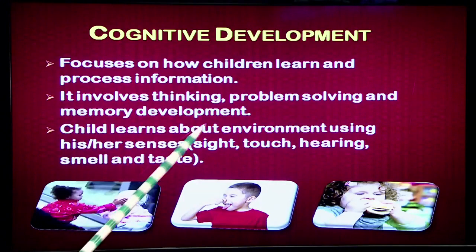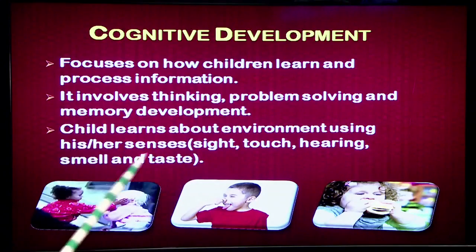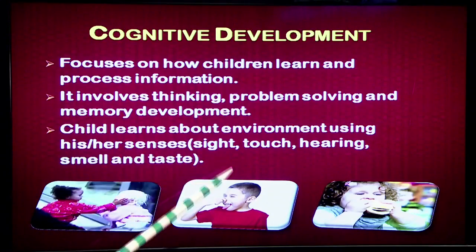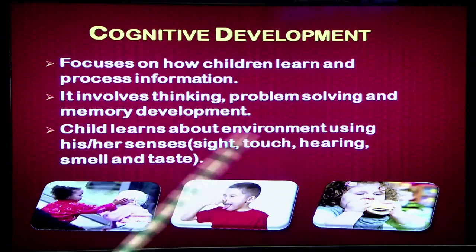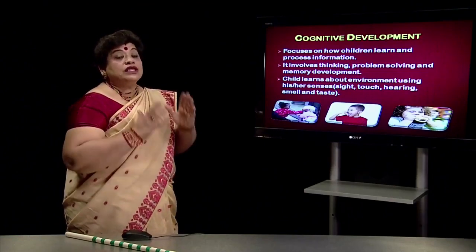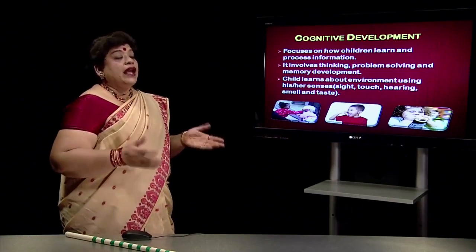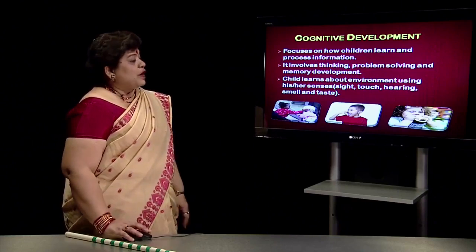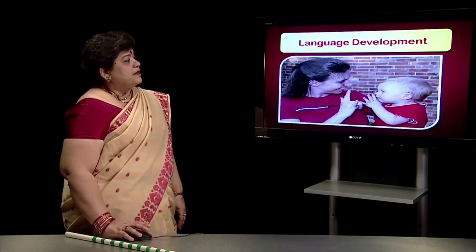The child learns about environment using his or her senses. The 5 senses that the child uses are sight, touch, hearing, smell and taste. All these senses, when they function together, it allows the child to use his or her brain and find solution to his own problems and situation.